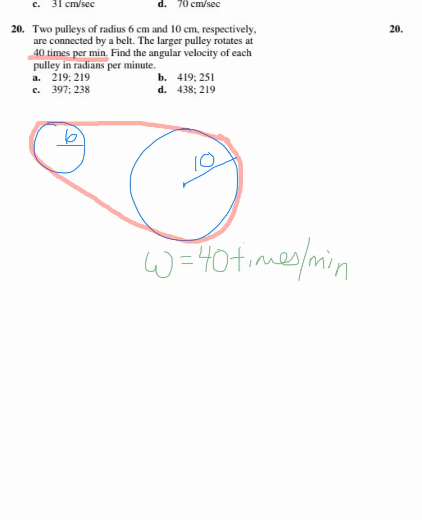But I need the angular velocity of each. Wait, am I doing this right? V equals RW. I need to find, but I have to change this into, oh, that's right. I got to change this one into revolutions or radians, right?